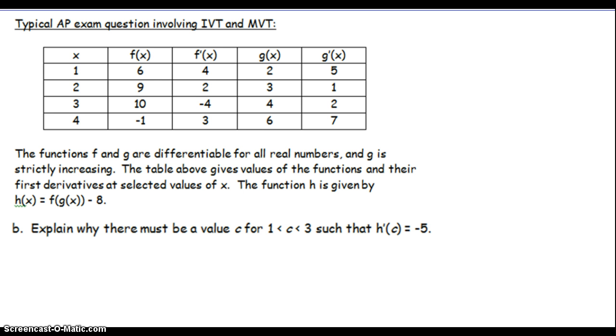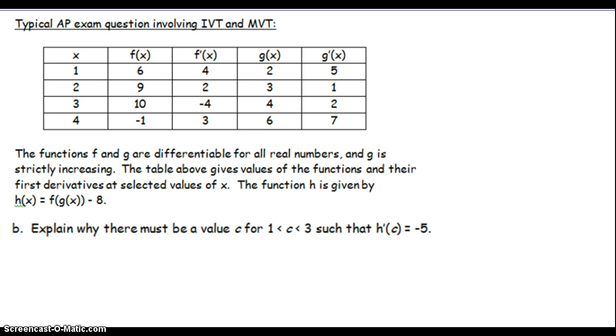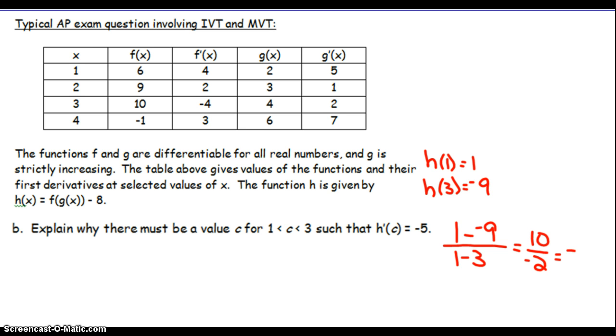And then part B says, explain why there must be a value between 1 and 3 such that h prime of c is -5. Okay, so now we're going to use MVT. We're going to use the two values. Let me just pop back and get them. We have 1 and -9. So we would say, okay, h of 1 is 1, h of 3 is -9. Let's do slope of those two. So 1 minus -9 over 1 minus 3. So I end up with 10 over -2, which is -5.